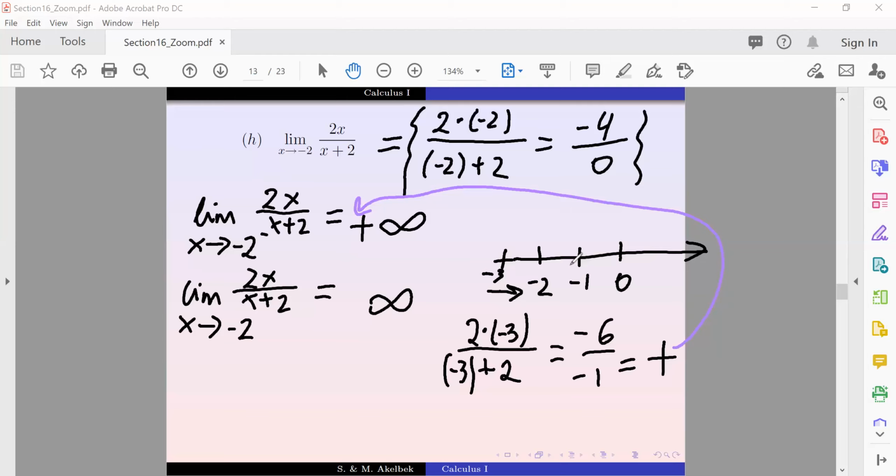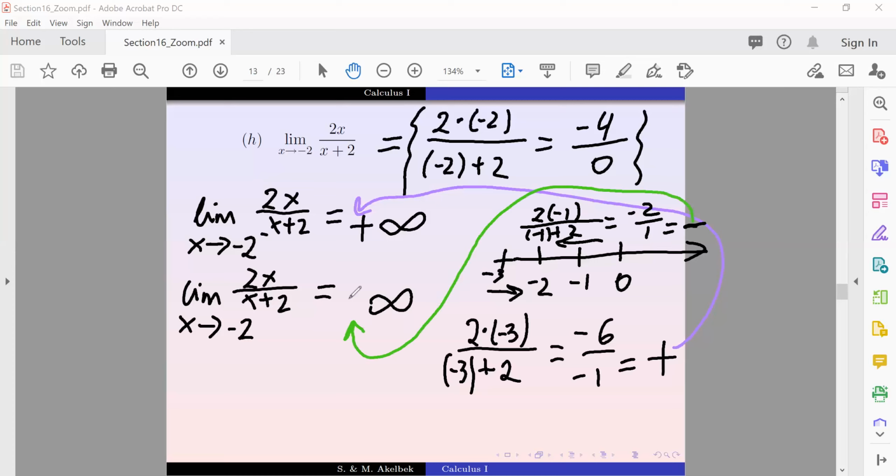Now I'm choosing a number from the right side, going to negative 2 from the right side. It can be negative 1. So we have 2 times negative 1 over negative 1 plus 2. So this is negative 2 over 1. This is a negative value. So this negative value gives me the minus infinity. Questions?